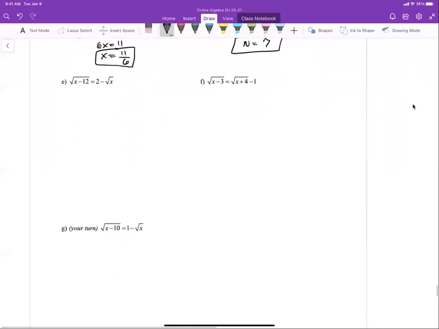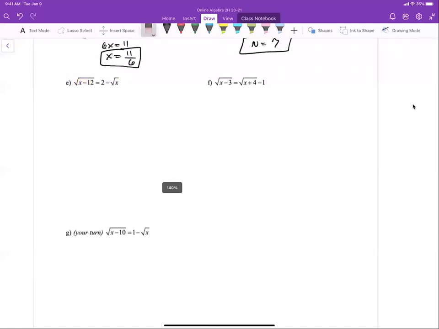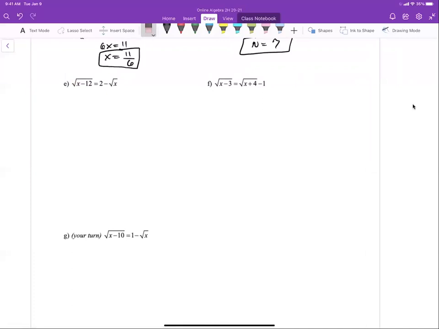Okay, so this problem has 2 radicals. I have one on each side of the equation. And how you solve an equation that has 2 radicals is first isolate one of the radicals and then get rid of it using exponents. And then isolate the second radical and do the same thing. So it already has one of the radicals isolated.